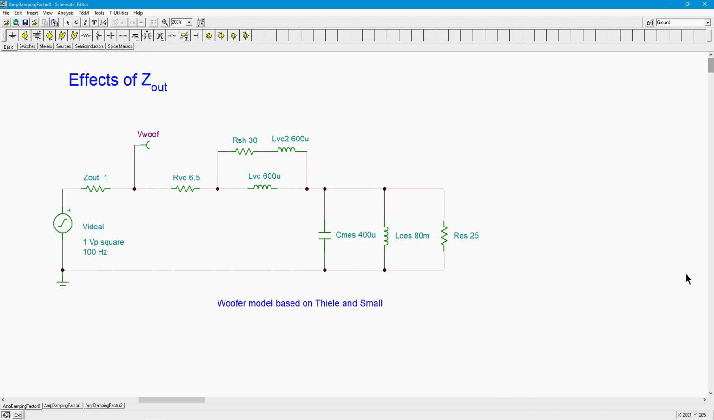Amplifier damping factor. What is it, and how does it affect the sound of your loudspeaker?